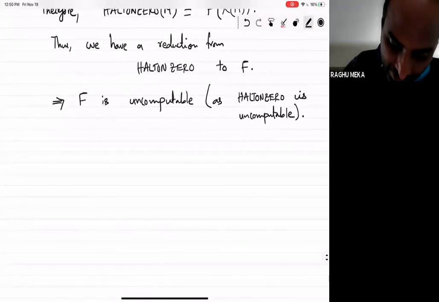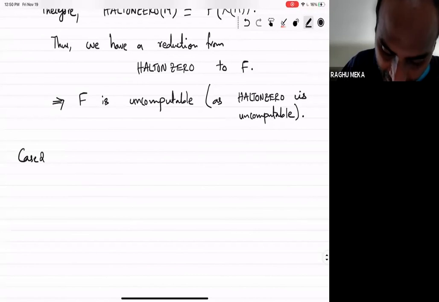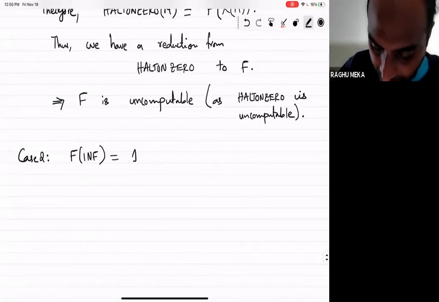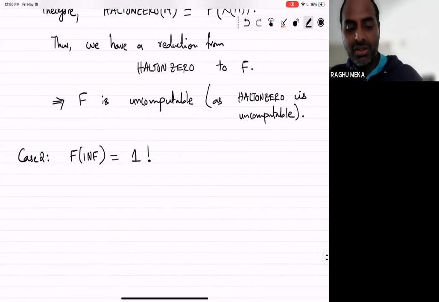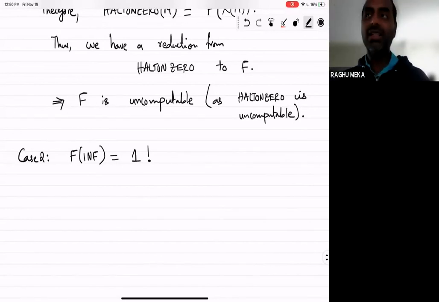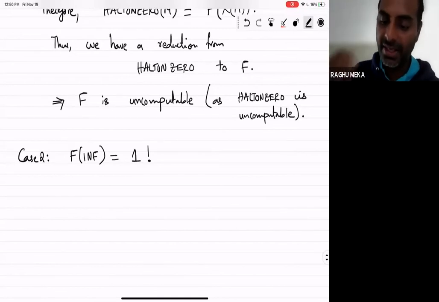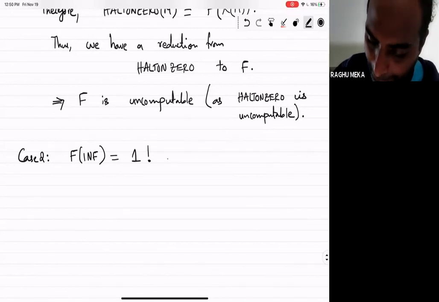We also have to handle the case where f of inf equals 1. And it is not too difficult here. In this case, you can get a reduction from not halt on 0, but I'll leave that as an exercise from the homework.